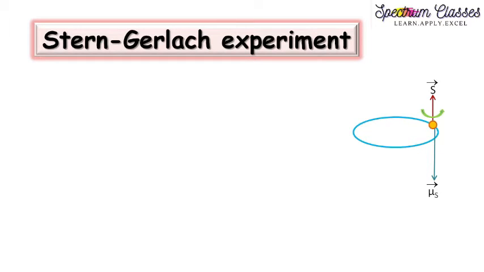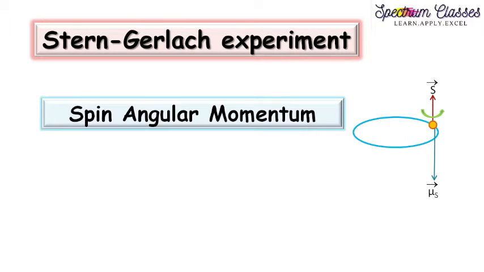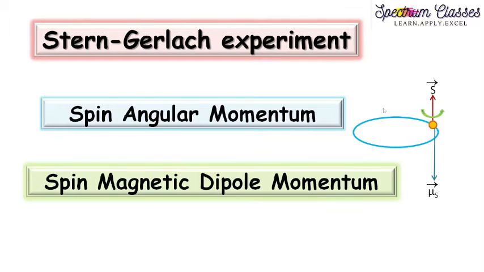In this video, I am going to discuss the Stern-Gerlach experiment. Before starting this video, I am just going to summarize a few important terminologies, as the first step to know the basics of the terminology which we are going to use here. The first term is spin angular momentum, which is the vector S, and the second term is spin magnetic dipole moment. Here mu s is the spin magnetic dipole moment.